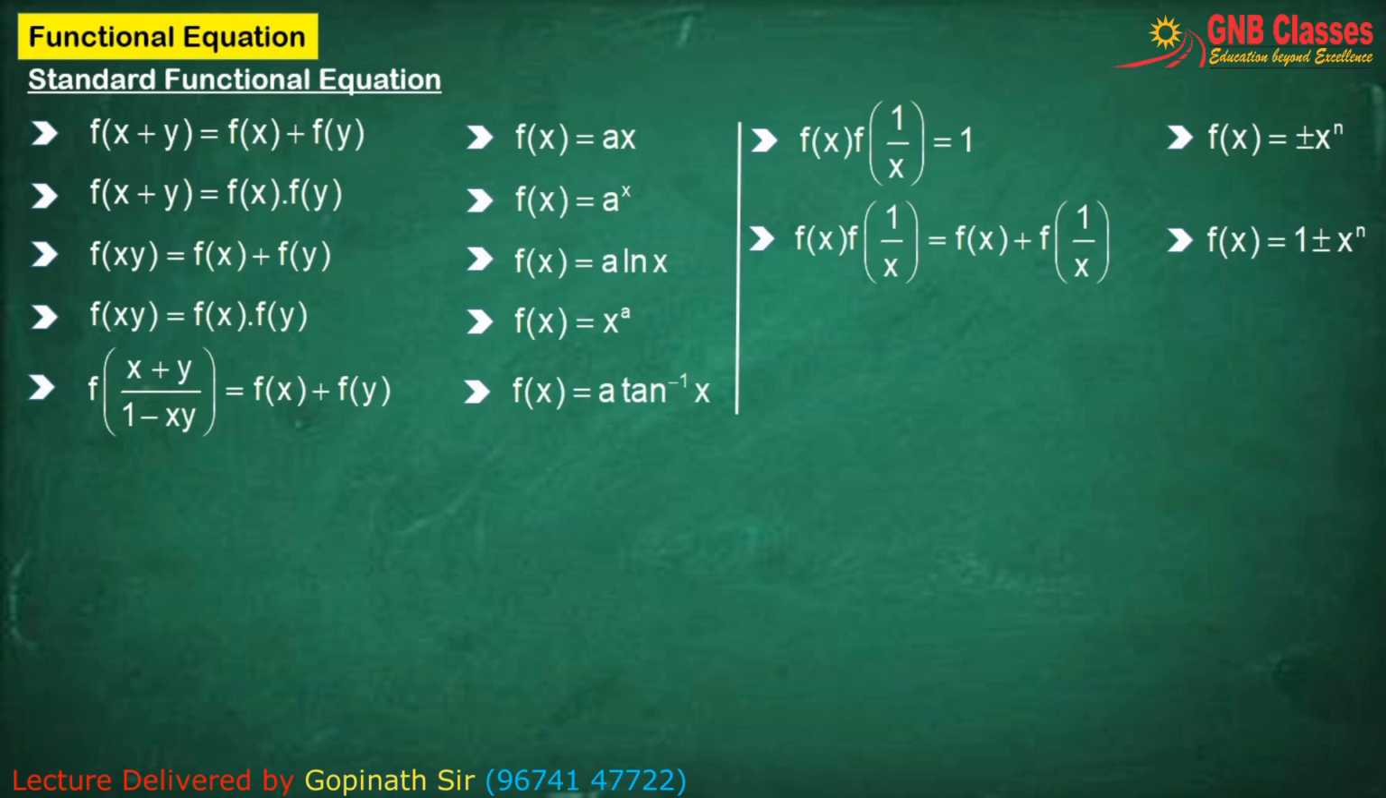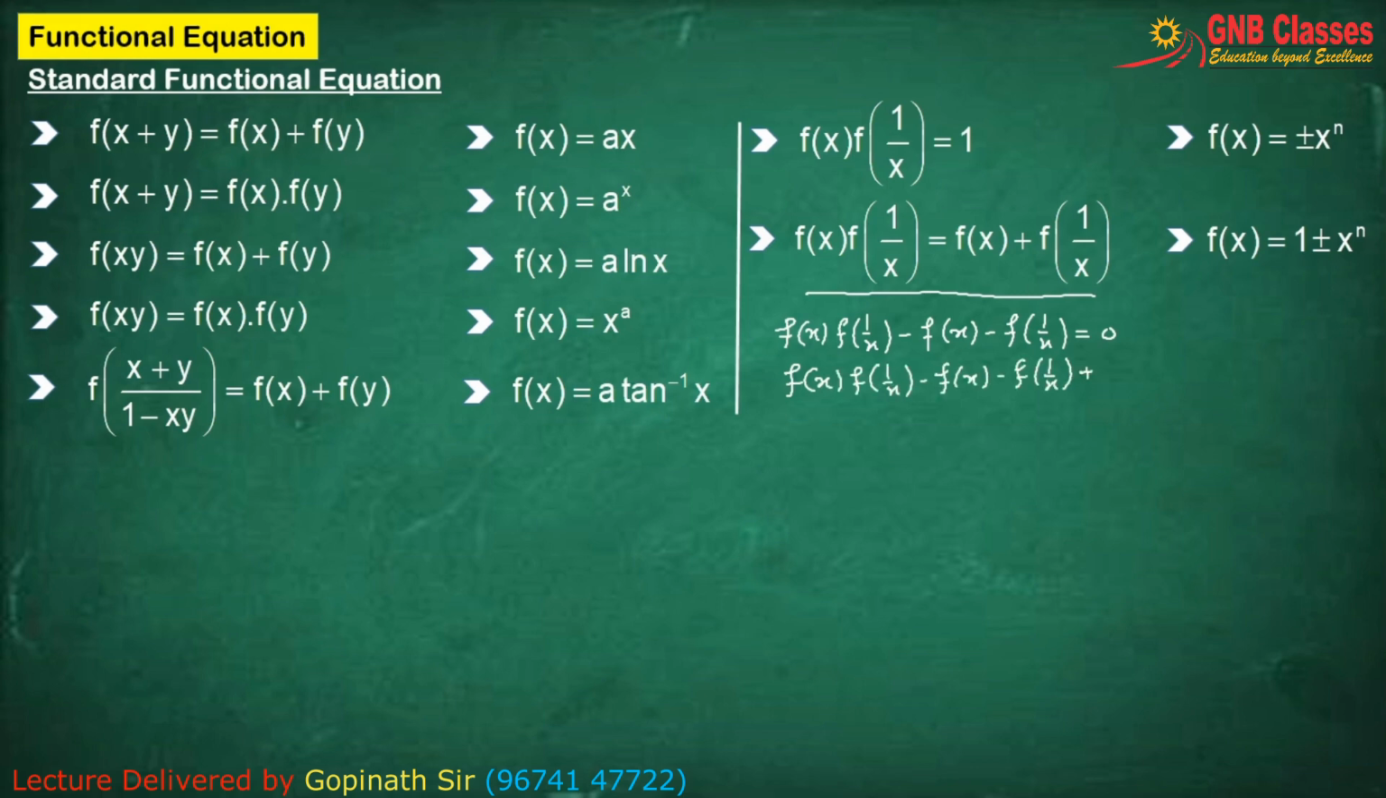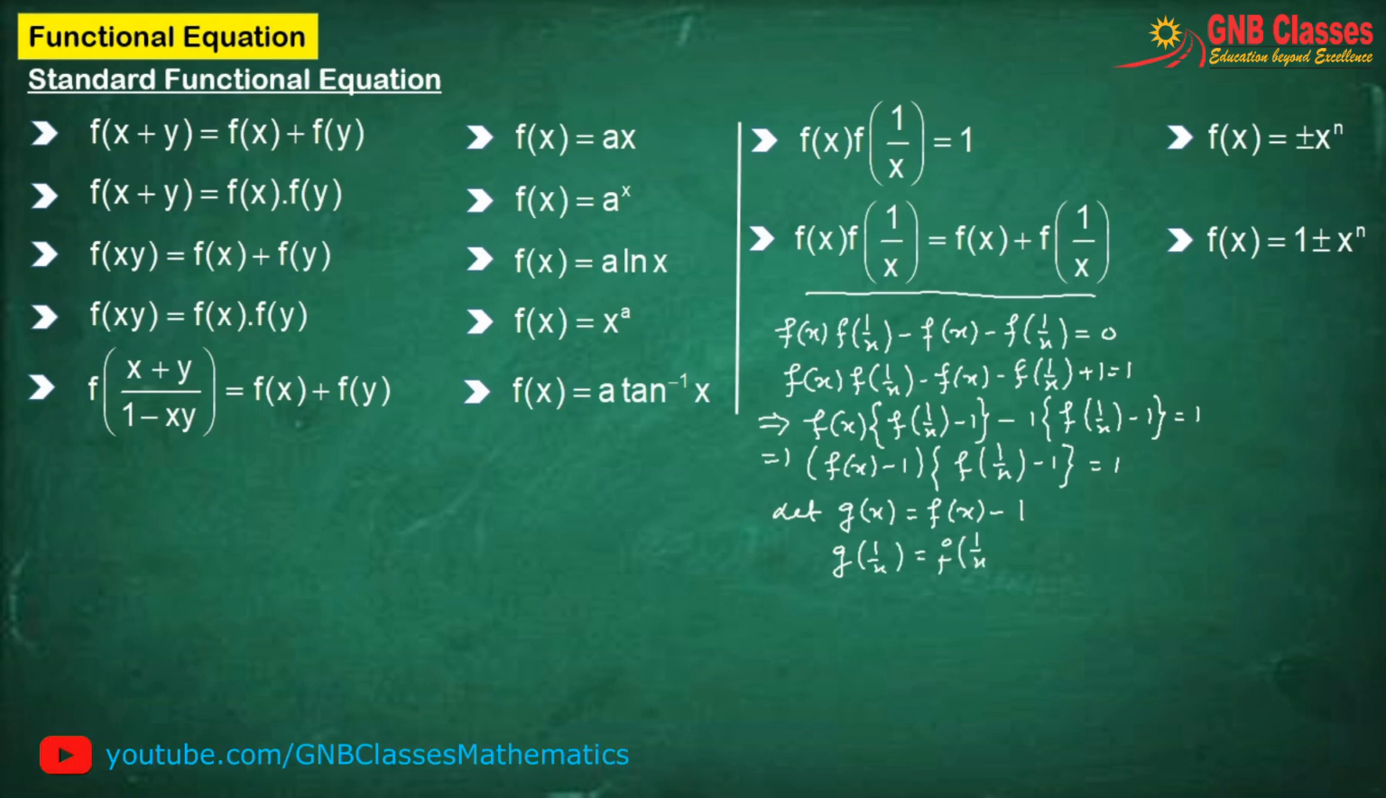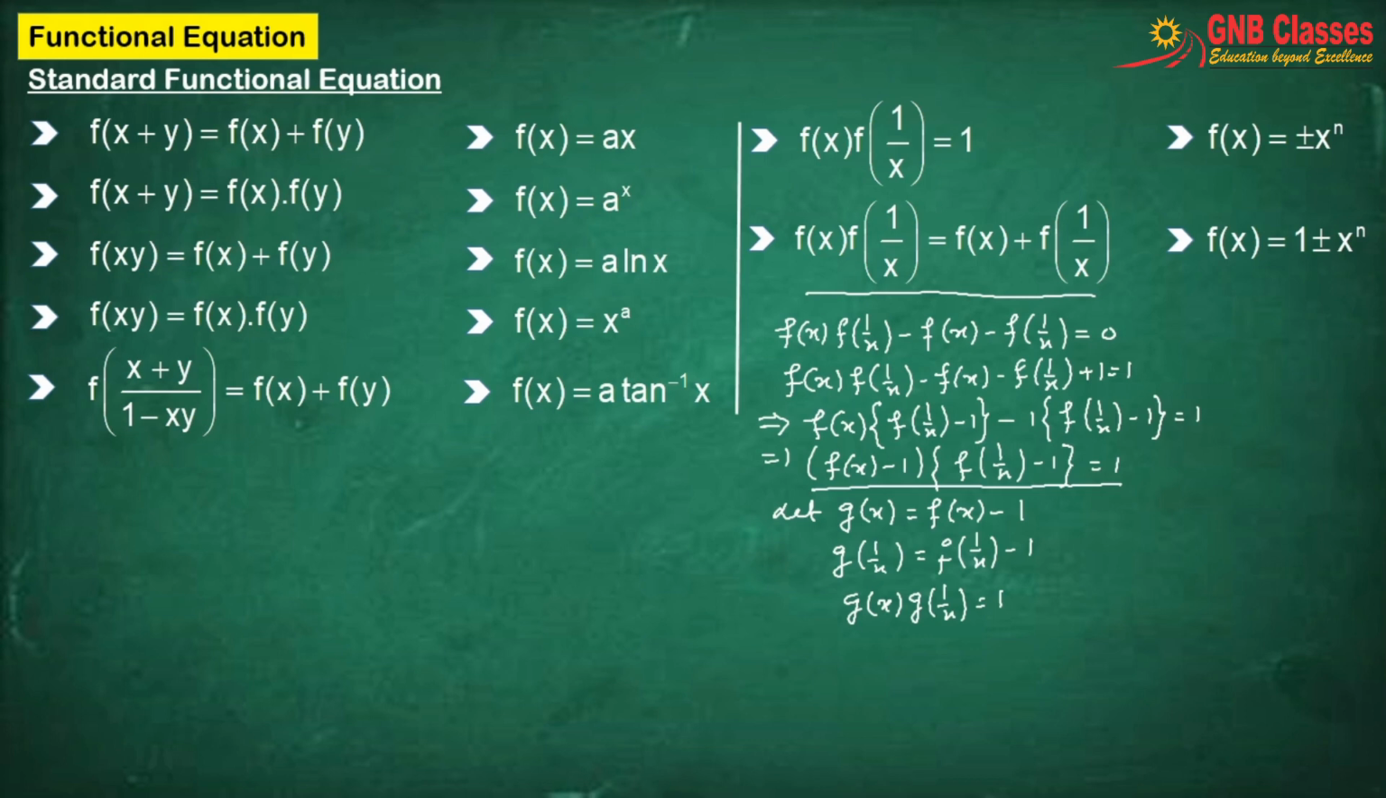See what I am doing. The given functional equation is f(x)·f(1/x) = f(x) + f(1/x). I am adding 1 in both sides, and from here, after factorization, we are getting (f(x) - 1)(f(1/x) - 1) = 1. Let g(x) = f(x) - 1. Therefore, g(1/x) will be f(1/x) - 1. Is it clear? Therefore, this equation becomes g(x)·g(1/x) = 1, right?